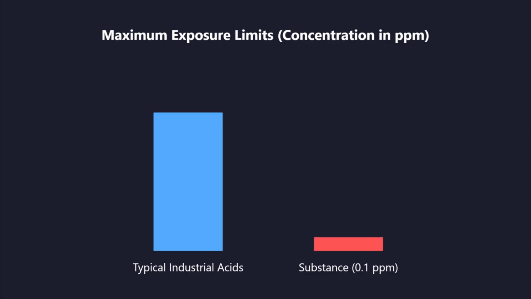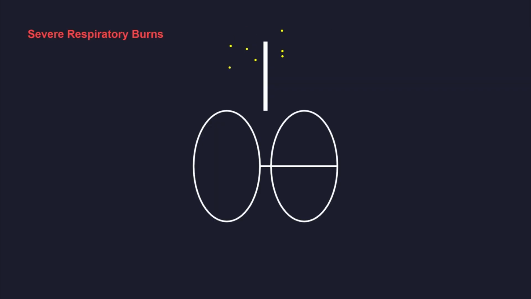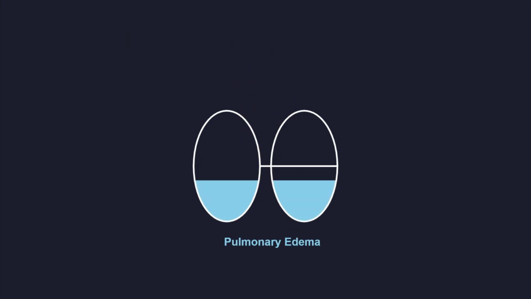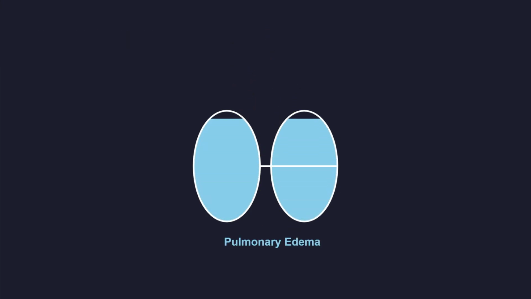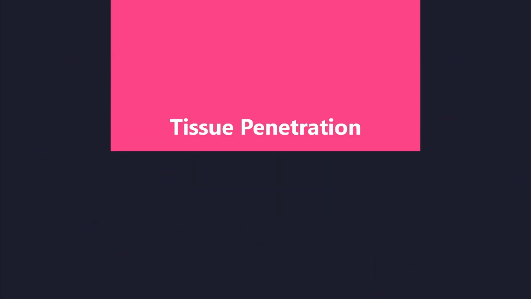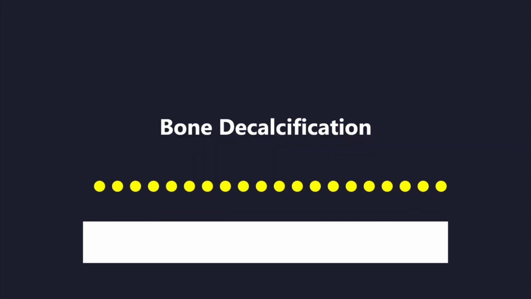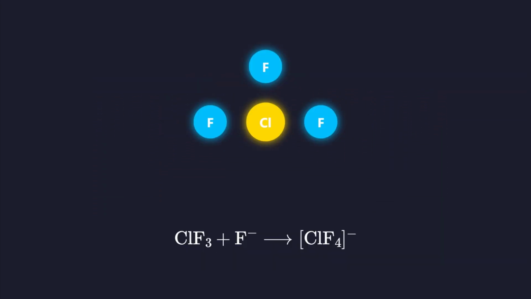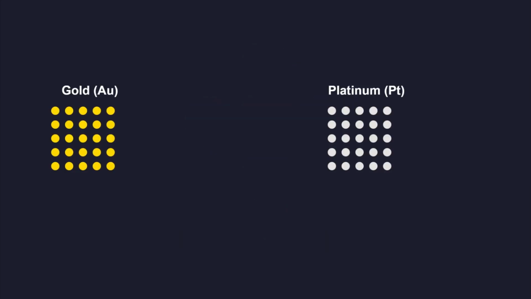The threshold limit value for human exposure is only 0.1 parts per million, making it significantly more toxic than most industrial acids. Inhaling the gas causes severe burns to the respiratory tract and can lead to delayed pulmonary edema, where the lungs fill with fluid. Because it reacts with moisture in the skin, it generates hydrofluoric acid, which penetrates deep into tissues and causes painful bone decalcification. Chlorine trifluoride acts as a powerful Lewis acid, reacting with fluoride donors to form the stable tetrafluorochlorate anion in various chemical salts.